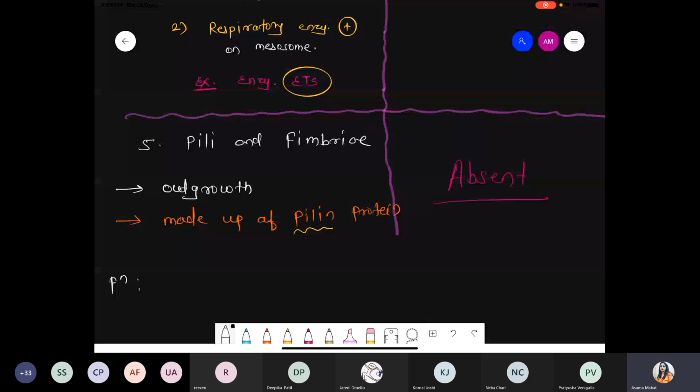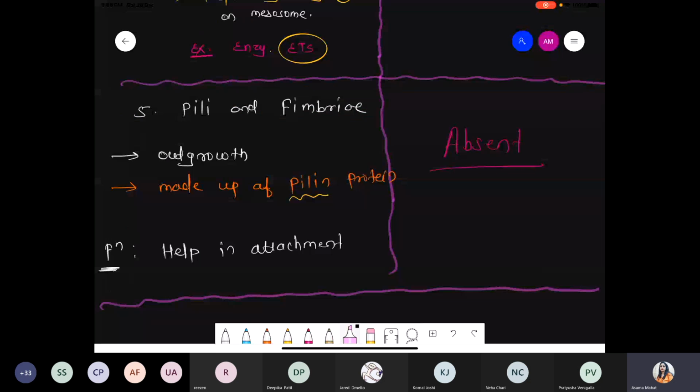Flagella are also present, but the major function of flagella is locomotion. Pili and fimbriae are not involved in locomotion. They have only one function. They help for the attachment process. Got it? Question already asked.